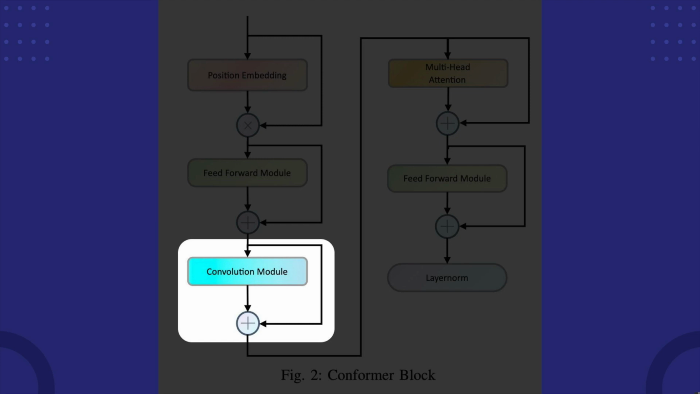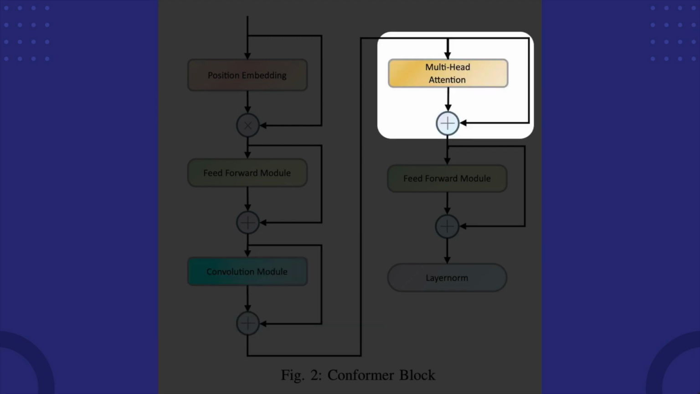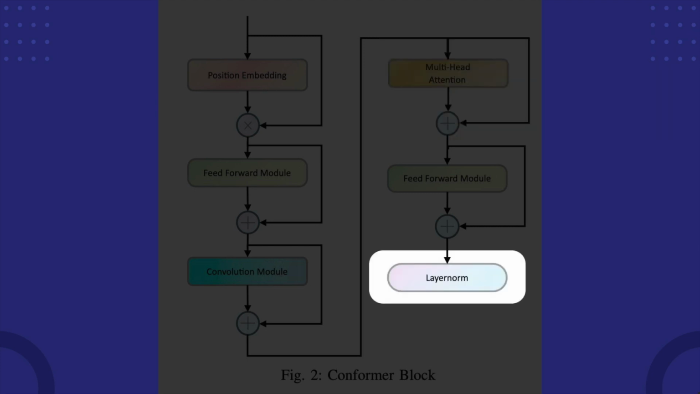The convolutional layers can identify patterns within small regions of the input sequence, enhancing the model's understanding of the local context. Following the convolution module, the sequence is passed through the multi-head attention mechanism. This allows the model to focus on different parts of the sequence simultaneously, capturing various contextual relationships within the data. Finally, layer normalization is applied following the final feed-forward module. This process normalizes the inputs across the features for each layer, stabilizing the learning and allowing for faster training.